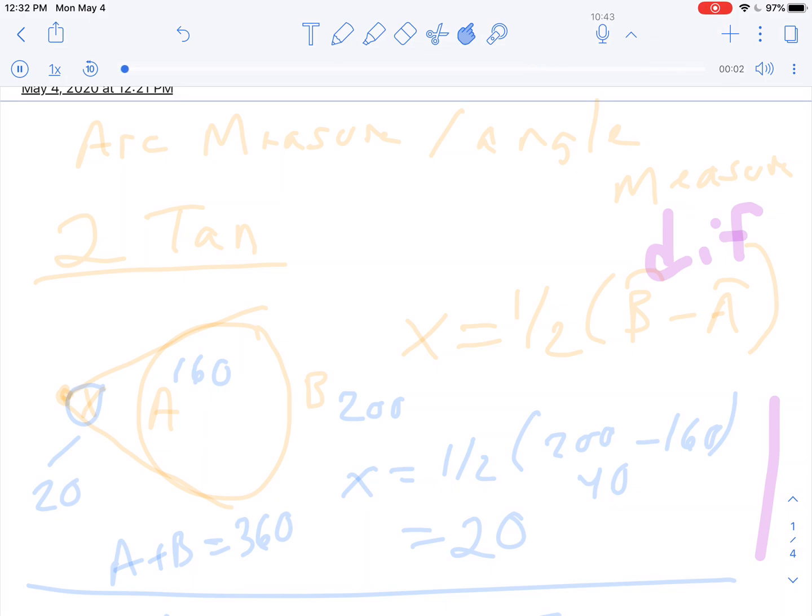Okay guys, the last section we're going to do for this year is on arc measure and angle measure with circles. There are three scenarios that you're going to get. One is what I call the two tangent method.